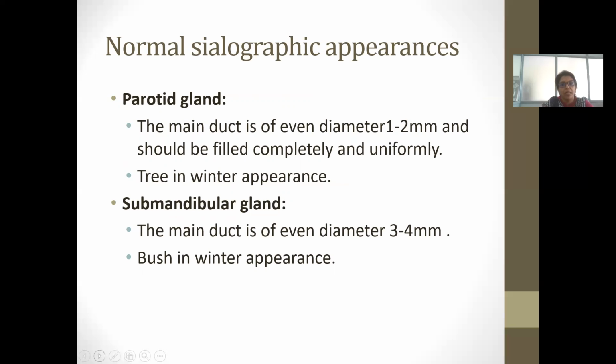So coming to the normal sialographic appearances. After the procedure is done, how do you see it in the radiograph? For the parotid gland, the main duct is of even diameter, 1 to 2 millimeters, and it should be filled completely and uniformly. The normal appearance of the parotid gland is the tree in winter appearance. For the submandibular gland, again the main duct is of even diameter, 3 to 4 millimeters, and we have a bush in winter appearance.